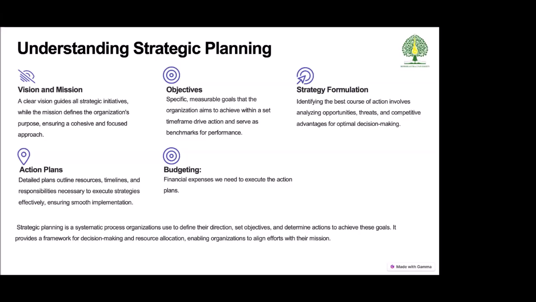benchmarks for performance evaluation. And about strategy formulation: identifying the best course of action to achieve objectives, which involves analyzing potential opportunities, threats, and competitive advantages. And action plans: detailed plans outlining the resources, timeline, and responsibility necessary to execute the chosen strategies. And the budgeting: the financial expenses we need to execute the action plan.